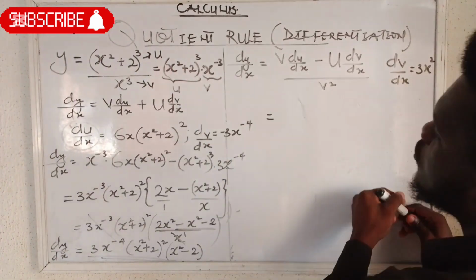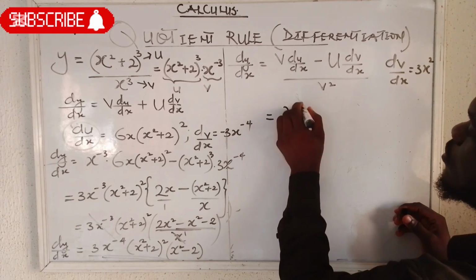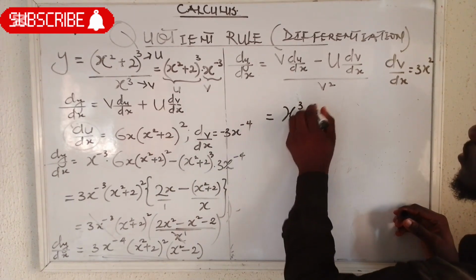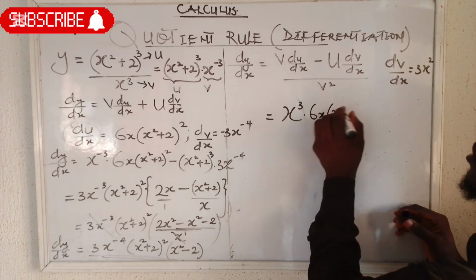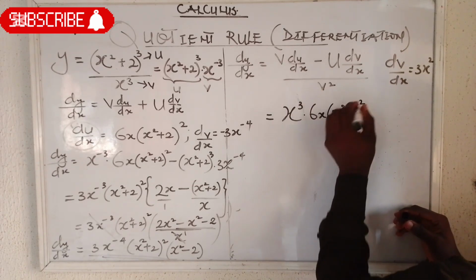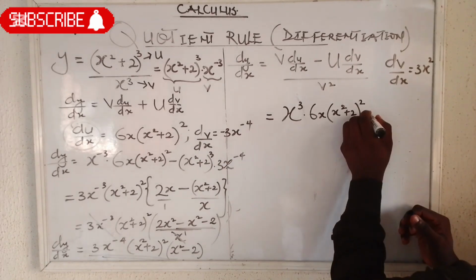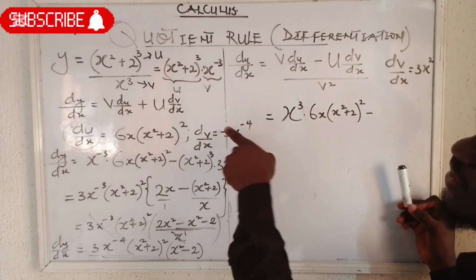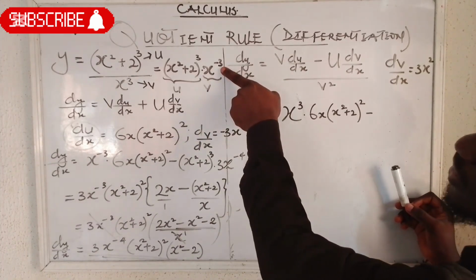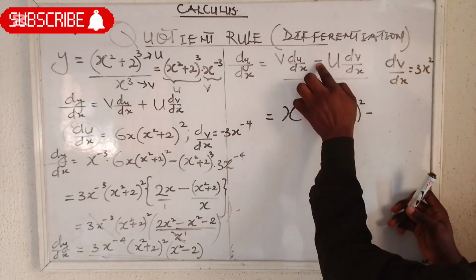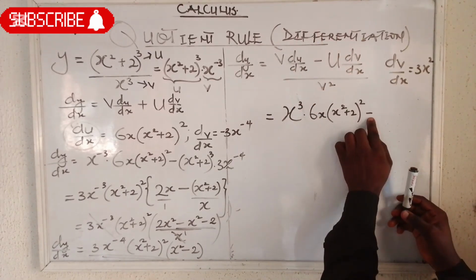So it's going to be v first, which is x cubed, then multiplied with 6x, x squared plus 2 to the power of 2. Then minus. This is minus now, unlike that one that was plus but was affected because of the negative sign from the derivative of x to the power of negative 3. So that one is different. Let's forget about that. The formula has a minus sign, so we put our minus.